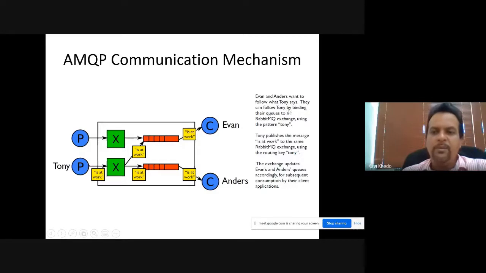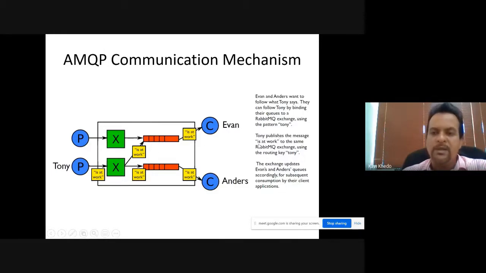They can follow Tony by binding their queues to a RabbitMQ exchange, RabbitMQ is the broker, okay, using the pattern Tony. Okay, the pattern here is Tony. They agree on that, and they can receive messages from Tony if they bind their queue. This queue is for Evan, this queue is for Anders. This process should happen where we bind the queue to a particular exchange. The exchange updates Evan's and Anders' queues accordingly for subsequent consumption by their client applications. So this binding should happen first.